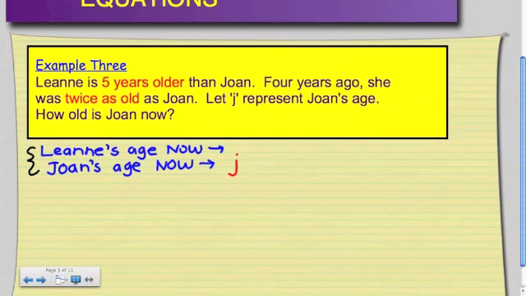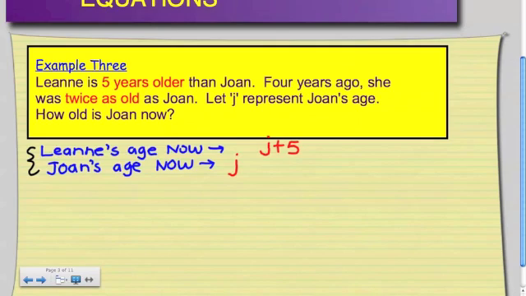So right now, we're not talking about in the past, how can we express Leanne's age in terms of Joan? Anyone know? What algebraic expression? How can we translate the very first sentence to have Leanne's age reflected in terms of Joan? Yes, because Leanne is 5 years older than Joan. So Leanne is going to be J plus 5. That's how we're going to represent her age.